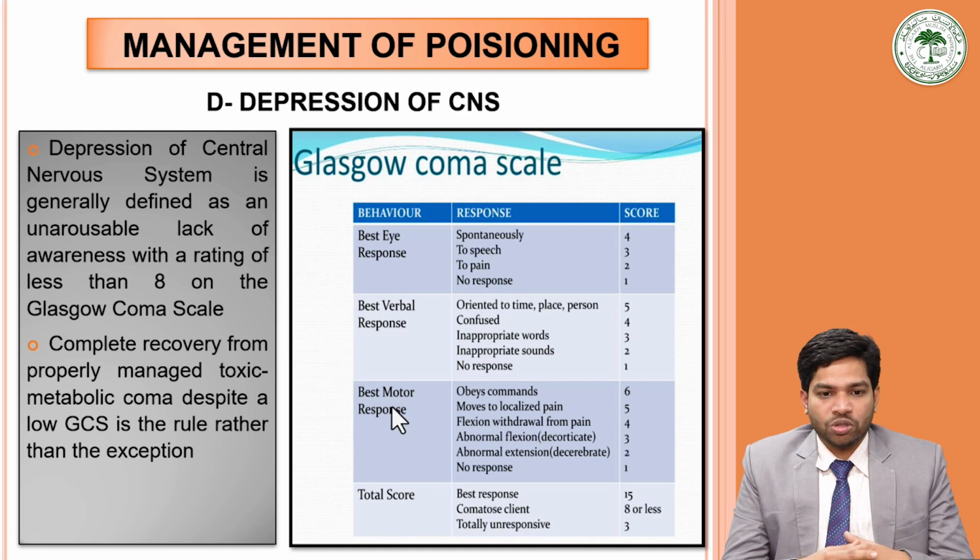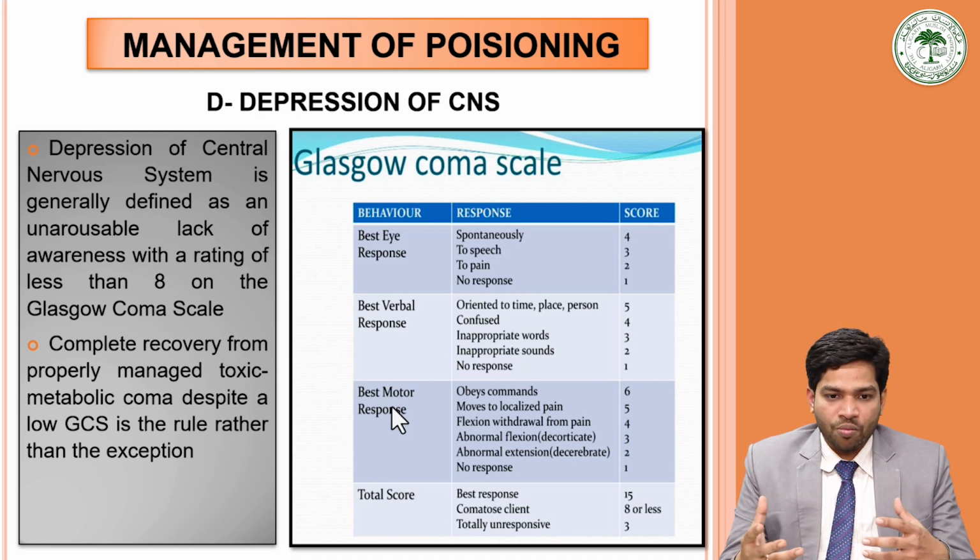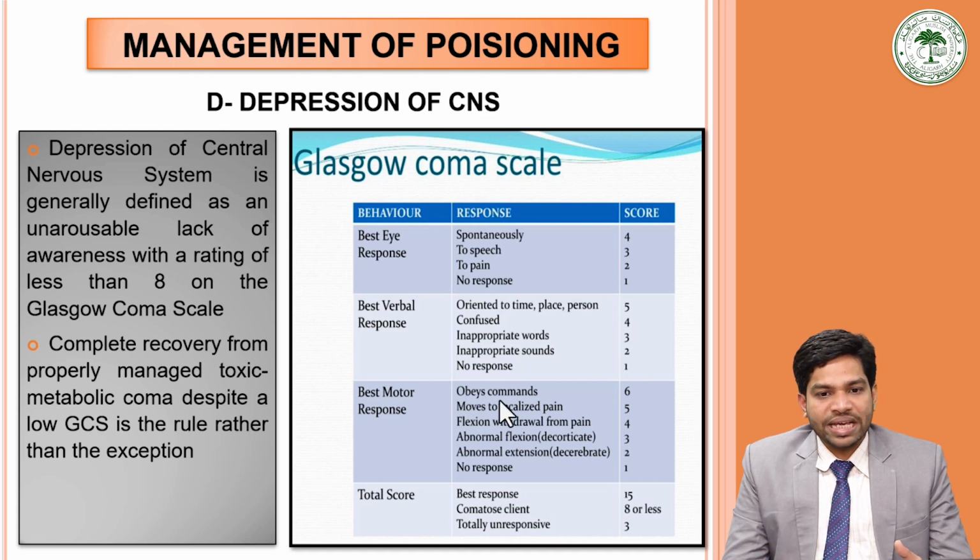Similarly, for the motor response, you ask for the movement of the body parts. If he obeys commands, then the score is 6. If he moves to localize the pain, then the score is 5. If he does not localize, and when you give pain he withdraws by flexing, then the score is 4. If there is abnormal flexion, that is decorticate rigidity, then the score is 3. If there is abnormal extension, that is decerebrate rigidity, then the score is 2. And with no response, the score is 1.